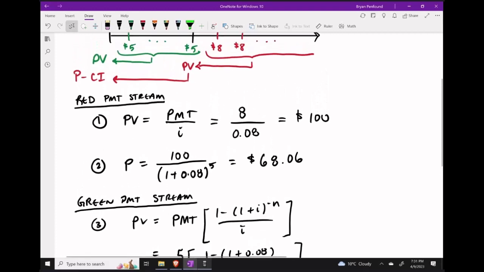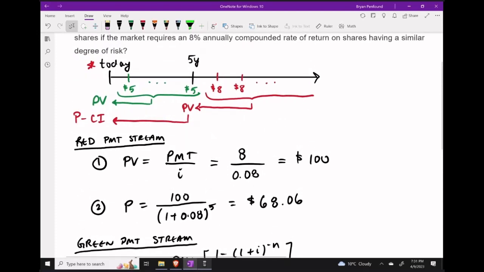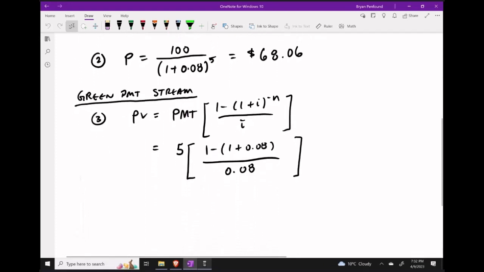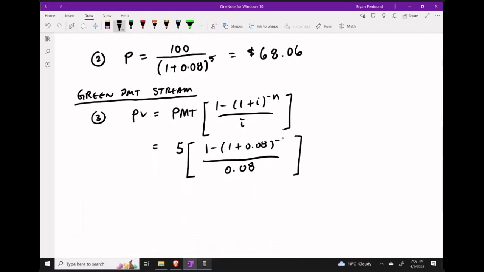If we go back and look at our time diagram, we see that there are going to be 5 equal-sized payments of $5, one happening at the end of every year. So we're going to take n here to be -5. Simplifying the resulting expression gives us $19.96.